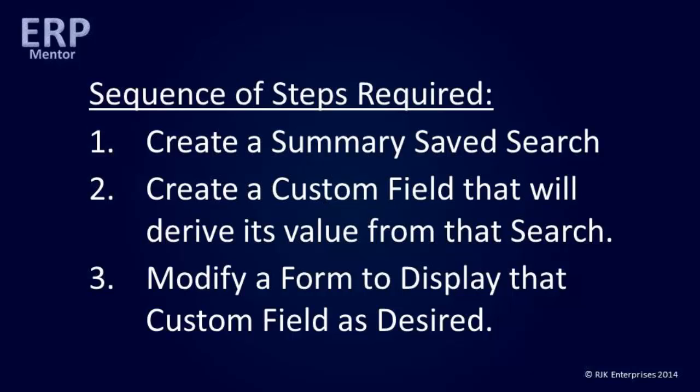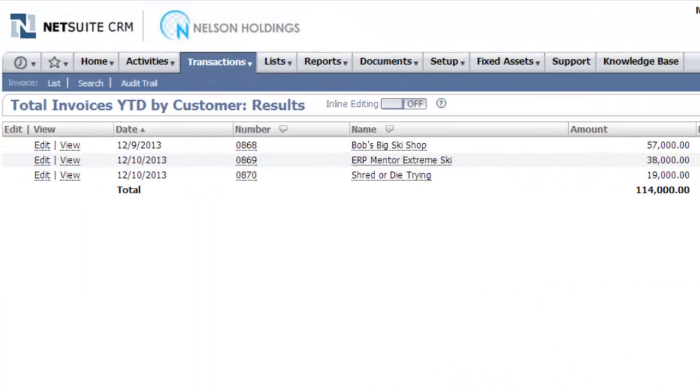First, create a summary saved search. Second, create a custom field that would derive its value from that search. And third, modify a form to display that custom field as desired. The context of our example is that we are a distributor of winter sports equipment. We have supplied a simplified data set in order to make this demonstration easier to follow.